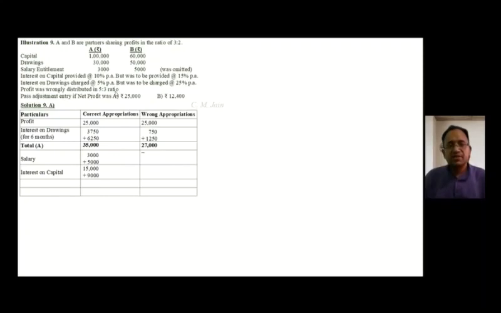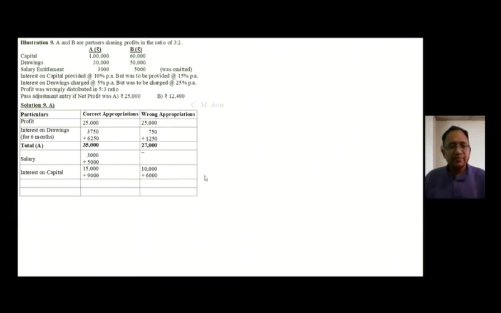But wrongly interest on capital has been provided at 10% per annum. Means A has been provided interest at 10% of 1 lakh, that is 10,000. And B has been provided 10% of 60,000, that means 6,000. Right? These are the appropriations which were to be given. Now let's total them up and see how much is their total.